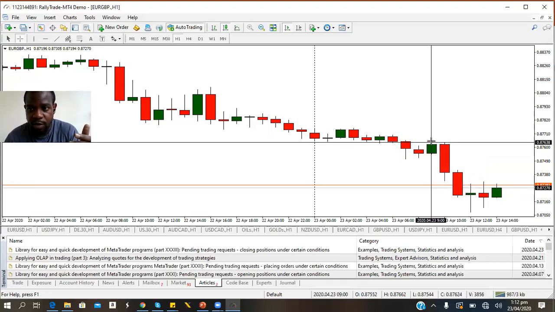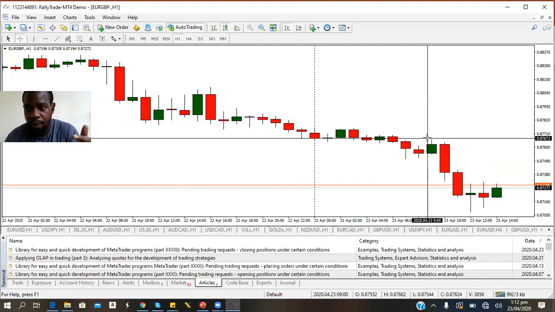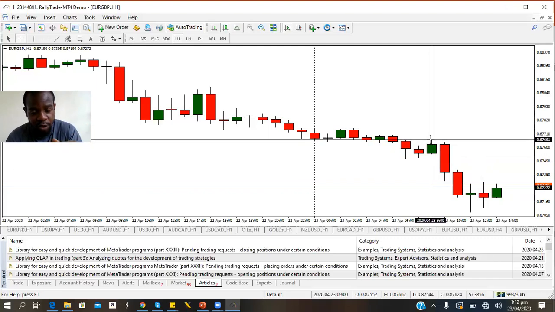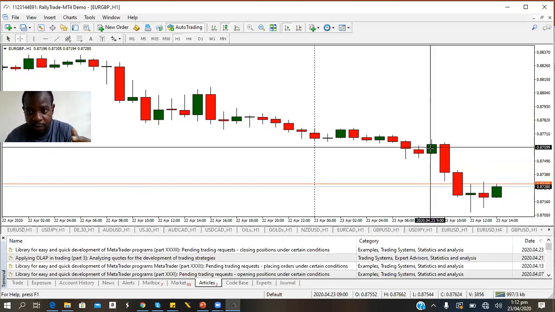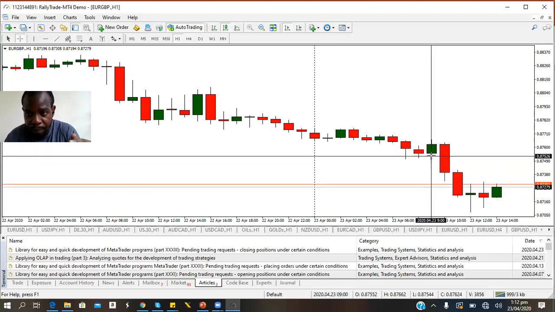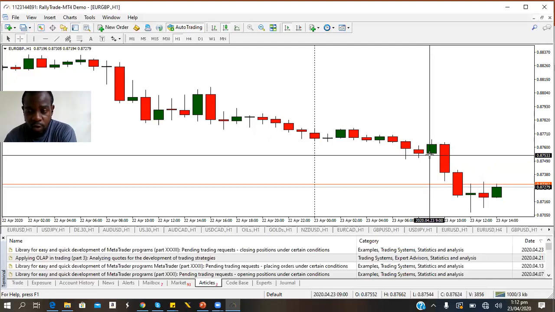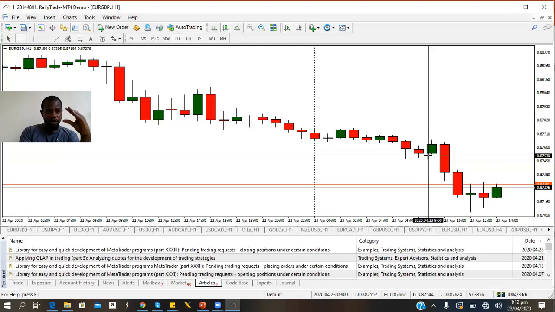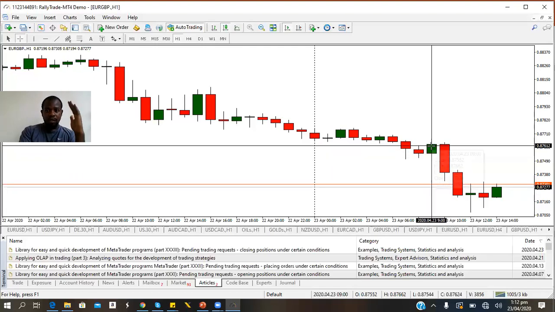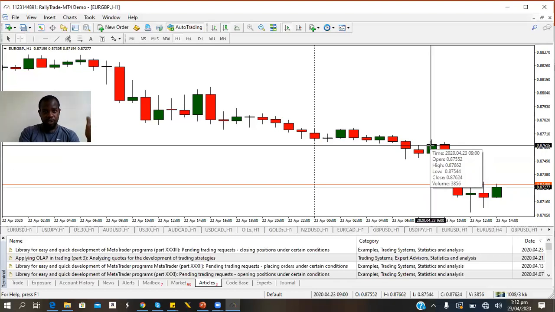Now remember, the tip of this wick, this upper shadow, is the highest point the candle went to in this 1 hour period. And the lowest part of this wick is the lowest point the market went to in that 1 hour. So this candle closed here. It closed bullish.